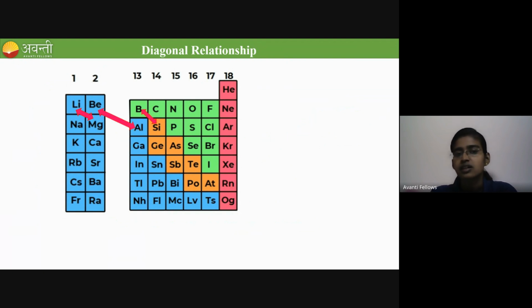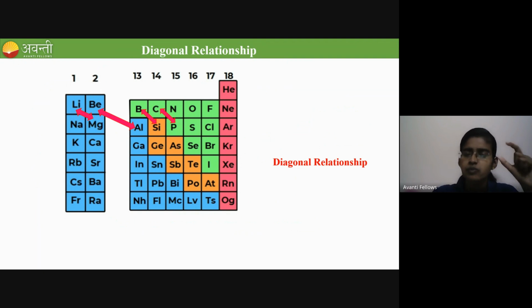Boron, silicon. Carbon, phosphorus, nitrogen, sulfur. So like this, second period and third period elements are diagonally related with each other. So they have a diagonal relationship with each other. In case of size and electronegativity, they both have somewhat similar values.